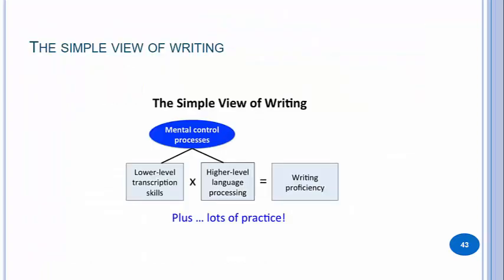And then we didn't talk much today because there's an amount of information you could absorb. But Ty, do you want to take a minute and talk a little bit about this simple view of writing, just to pique their interest? Yeah, just briefly. Basically, the two areas: the lower level transcription skills and the higher level language processing. Again, following that whole math format that we talked about earlier, you need both in order to have writing proficiency, right? So 0 times 0 would be 0 and 0 times 1 would be 0, but you need both.